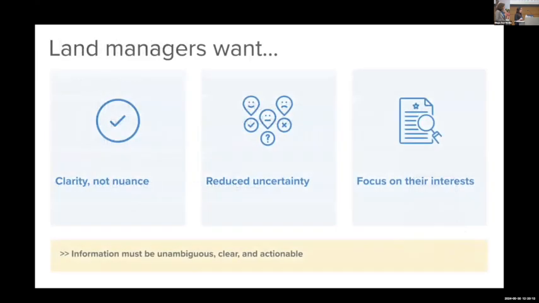And what we found is that land managers really want a lot of clarity when they're presented with data. They just want a high-level yes/no on whether a species was detected. They don't want to see a lot of uncertainty, and they really want the data to be focused on their interests. So really their information needs to be unambiguous, clear, and actionable.